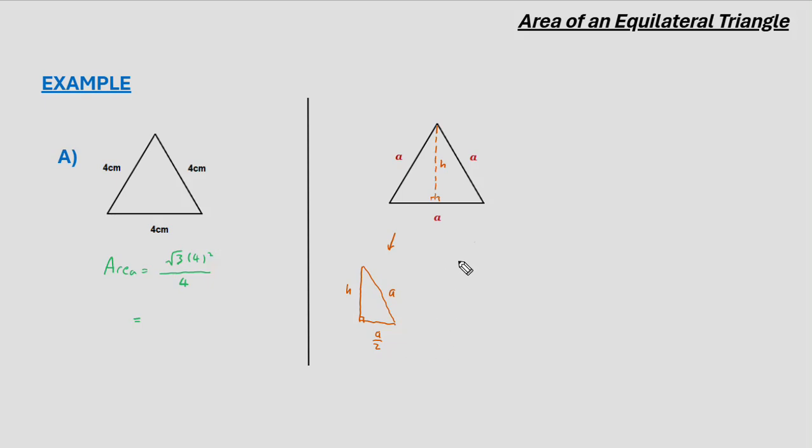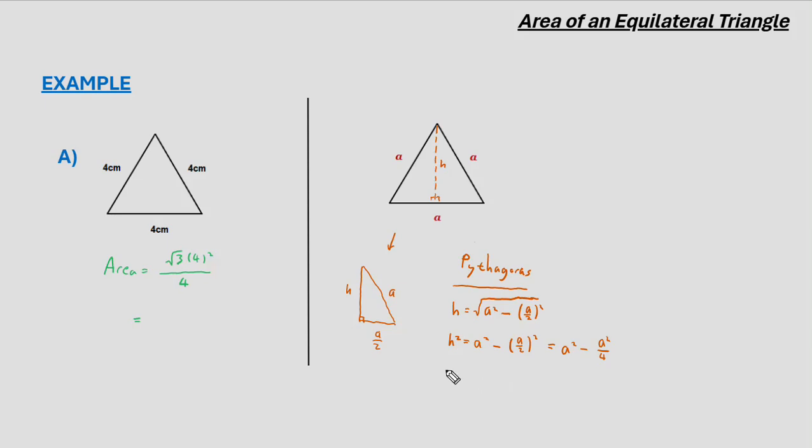And it's at this point that we can refer to Pythagoras, because we can write out an expression for the height h to be the root of a squared minus a over 2 squared, which means that h squared is simply a squared minus a over 2 squared, which we can further simplify as a squared minus a squared over 4 if we square out what's inside the brackets.